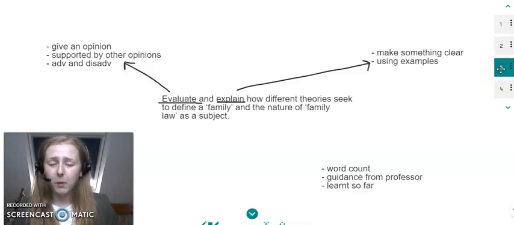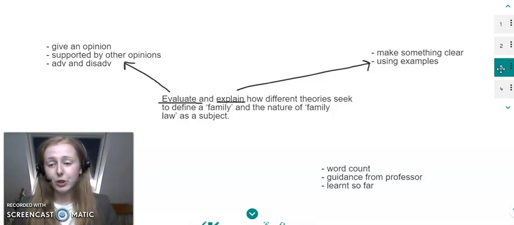Just to expand a bit more, evaluate is just to, as you said, give advantages and disadvantages. But the main thing about evaluate is they want you to give an opinion. They want you to actually give an answer at the end, basically. And this opinion is meant to be supported by other opinions. It's about giving the truth or a concept of something. And it's quite similar to explain, but explain is a bit more to make something clear using examples. So they're very, very similar, but obviously they differentiate from other action words like discuss, which would ask you to do a completely separate thing.